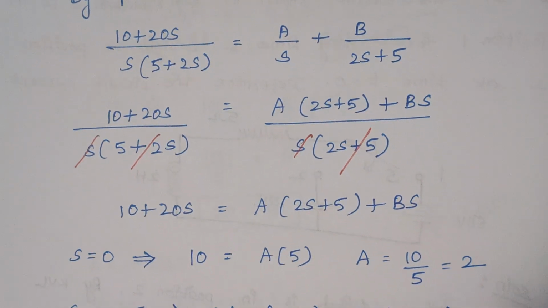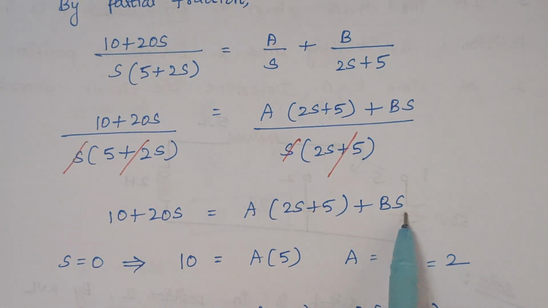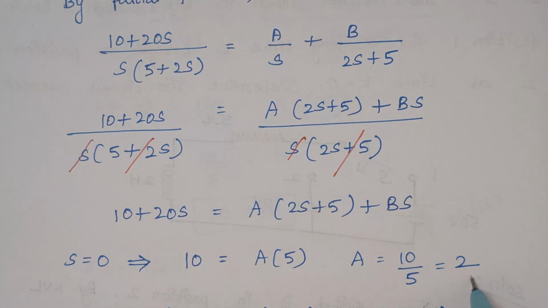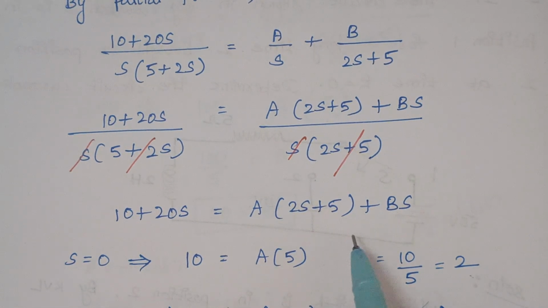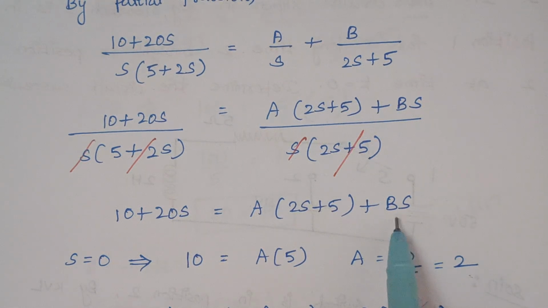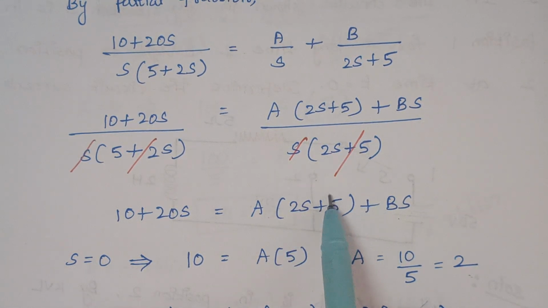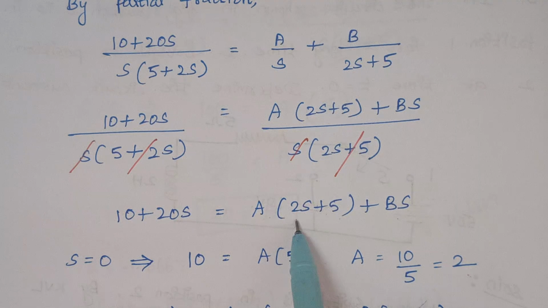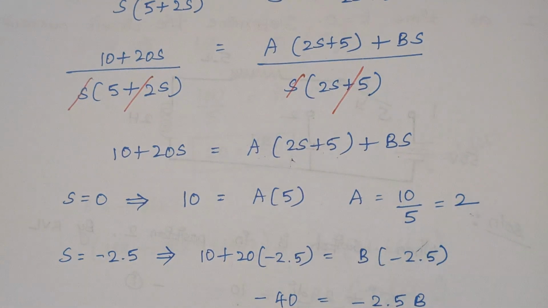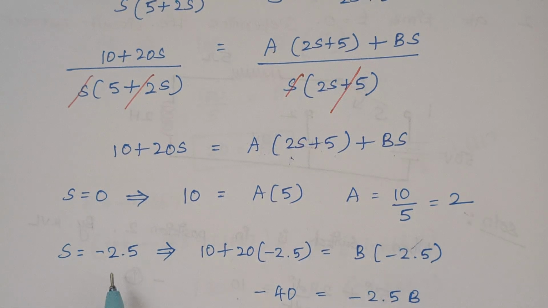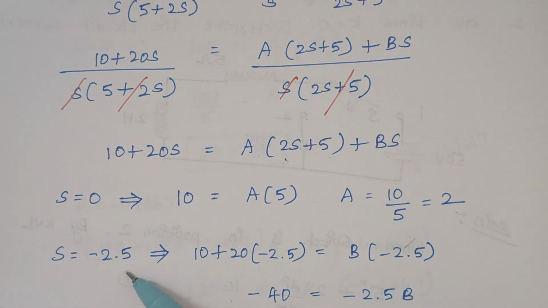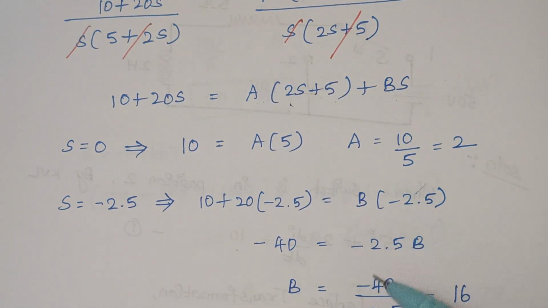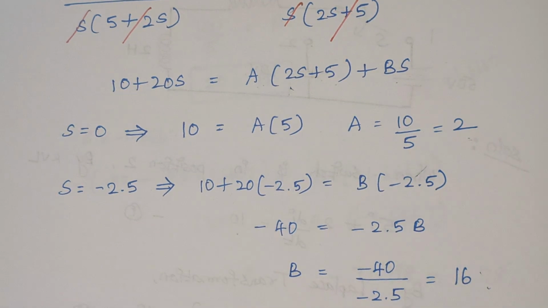To find the value of A, just substitute the value of s as 0, therefore the B term becomes 0. So the value of A is 10 by 5, which is equal to 2. In the next step, we have to find the value of B. So we have to make A's term 0. Here we have plus 5, so we have to make this part minus 5, then only it will become 0. So we substitute the value of s as minus 2.5. When you substitute minus 2.5, the A term reduces to 0, and when you solve with the remaining terms, the value of B becomes 16.